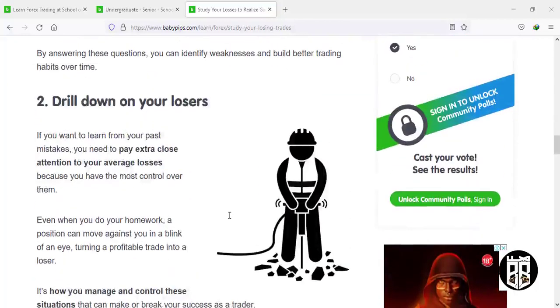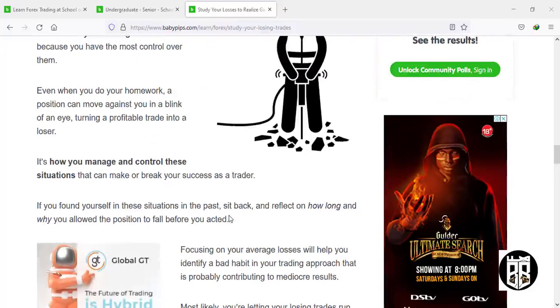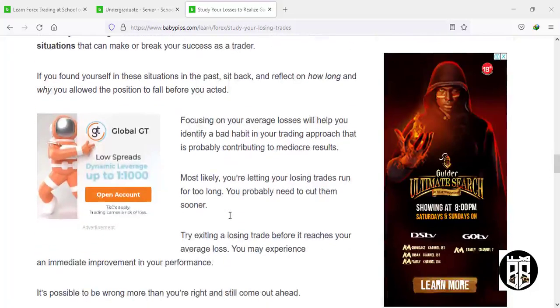Now, drill down on your losses. If you want to learn from your past mistakes, you need to pay extra close attention to your average losses because you have the most control over them. Even when you do your homework, a position might move against you, of course, and then it can turn into a loser for you. So it's how you manage and control these situations that can make or break your success as a trader. If you found yourself in such situations in the past, sit back and reflect on how long and why you allowed the position to fall before you acted. You can get some ideas on how to improve and not let that situation repeat itself.